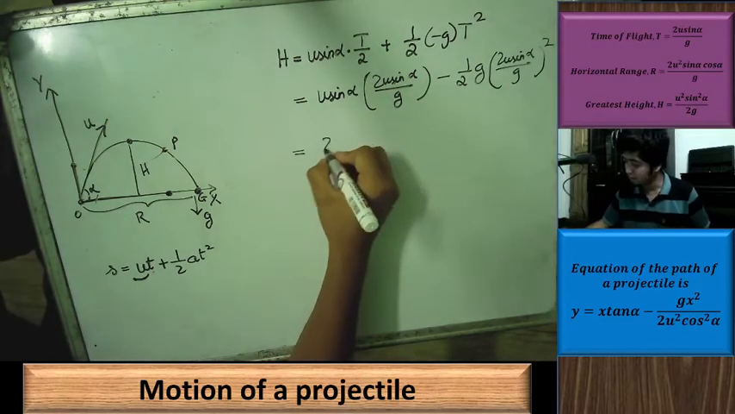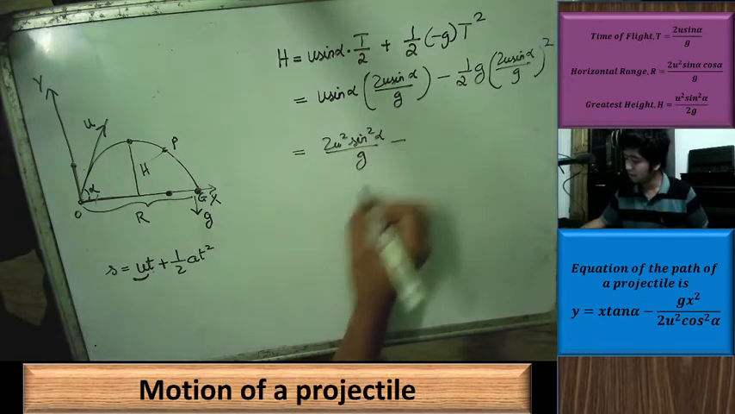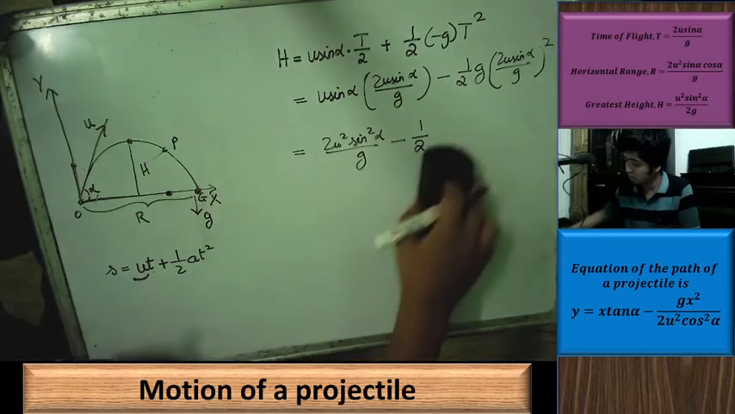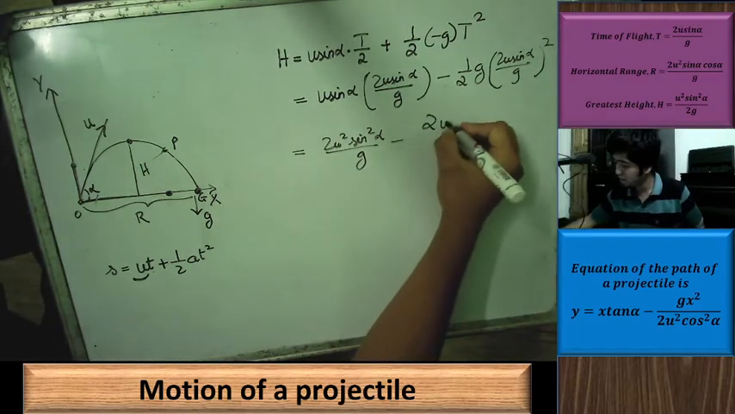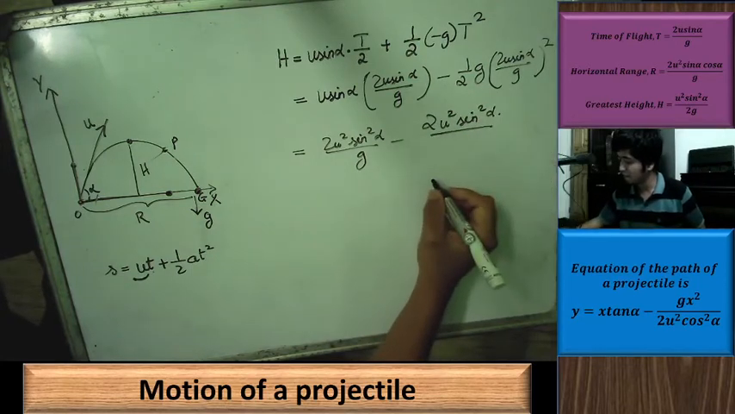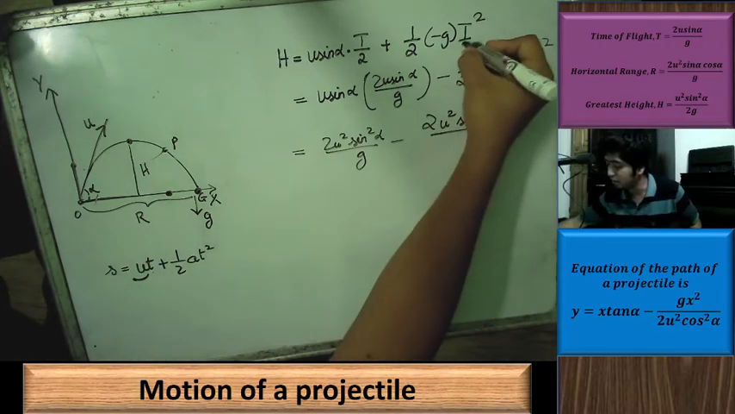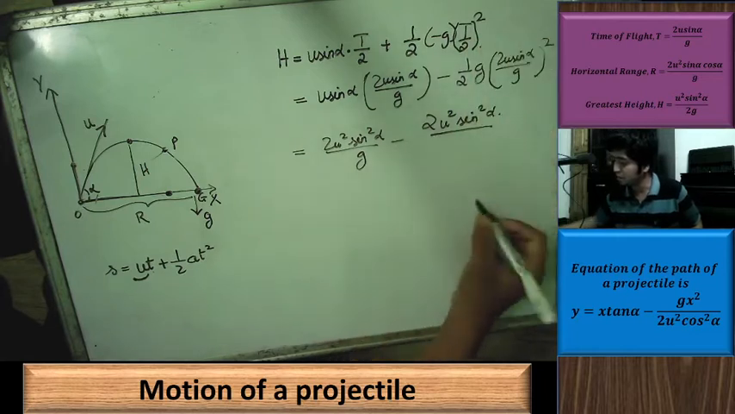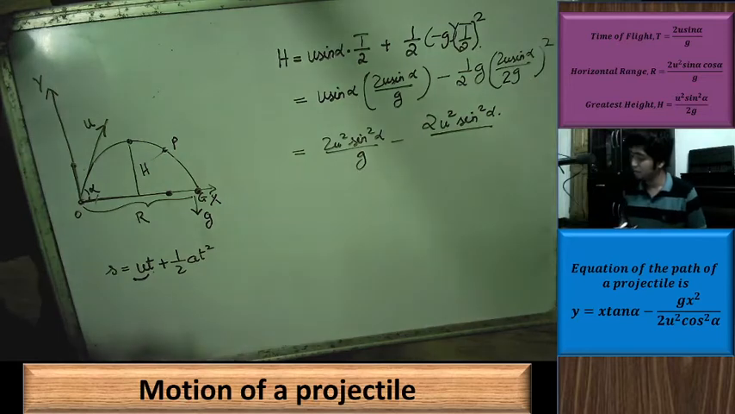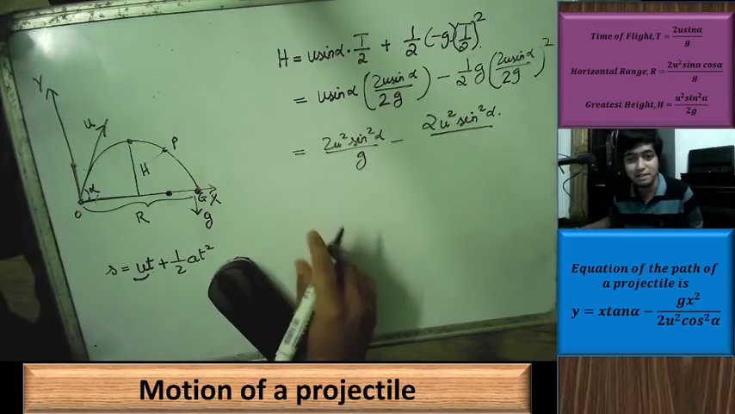So you will have 2u squared sine squared alpha upon g, minus 1 upon, minus 2u squared sine squared alpha, over here will be t by 2. The whole thing t by 2 squared, so that's why over here we will have 2g. Again I made a mistake, over here it should be 2g.